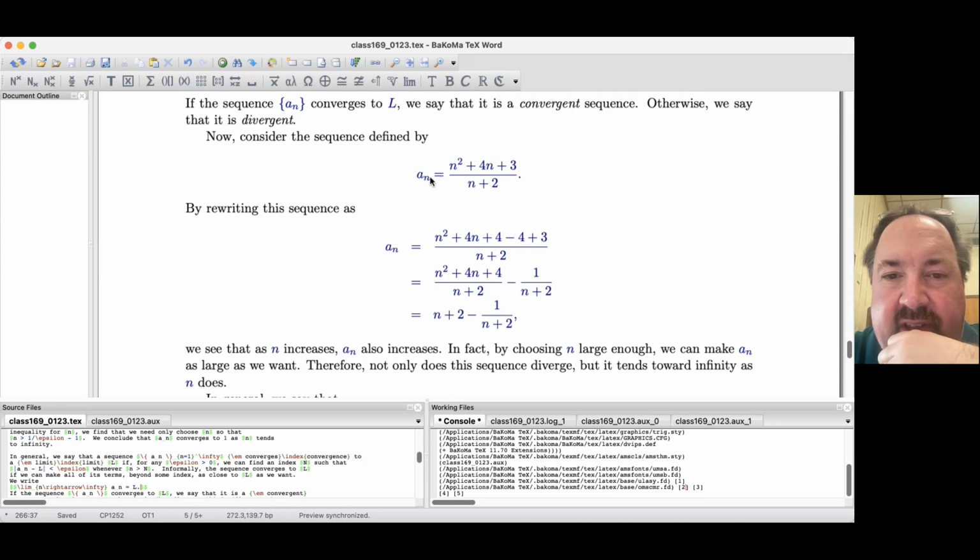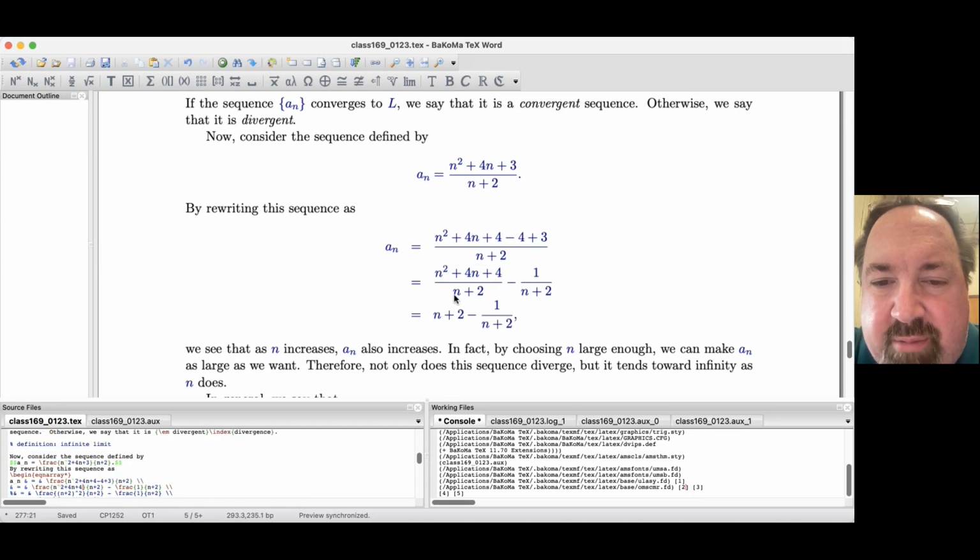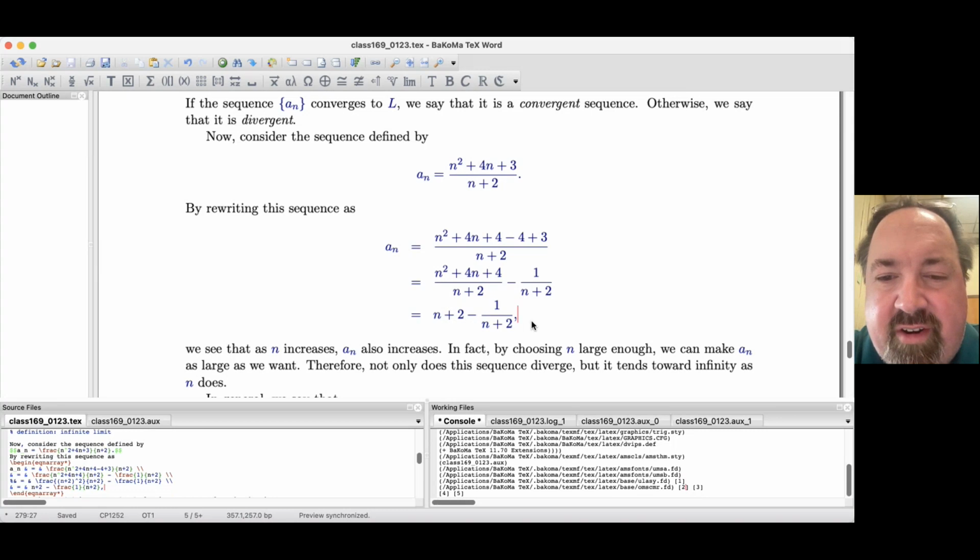As another example, here's our formula for a sub n. What I do is I want to make the numerator have n plus 2 quantity squared, which is n squared plus 4n plus 4. So what I'll do is I'll add and subtract 4. So now I have n plus 2 quantity squared over n plus 2. So that simplifies to n plus 2. And then everything else goes into this fraction here.